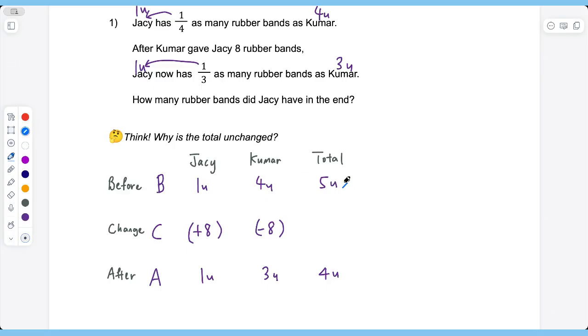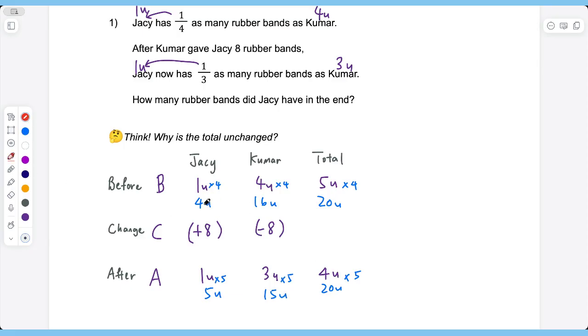We take 5 times 4, so this first row will multiply by 4. That will give us 4 units, 16 units, and 20 units. And then the last row here, to bring 4 to become 20, we need to multiply by 5. That gives us 20 units. 1 times 5, 3 times 5, that gives us 5 units and 15 units.